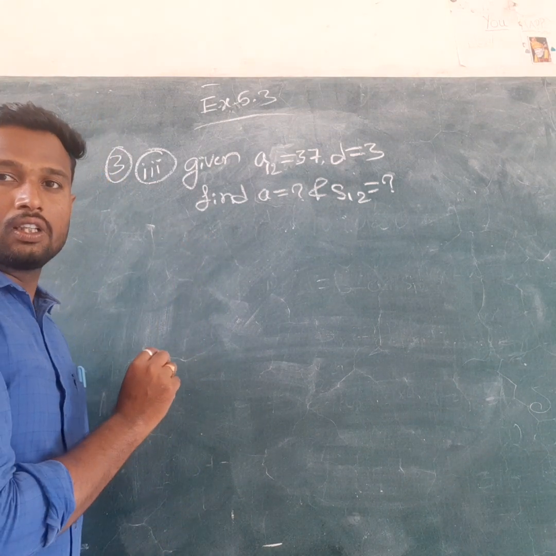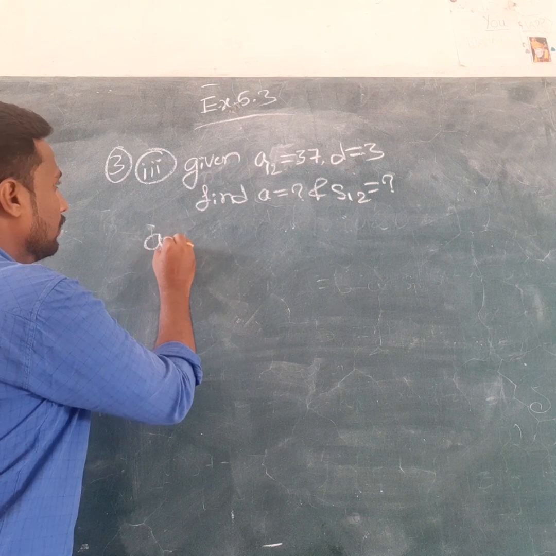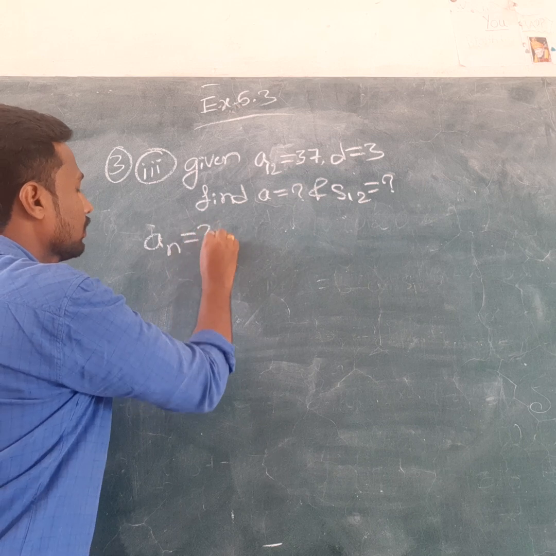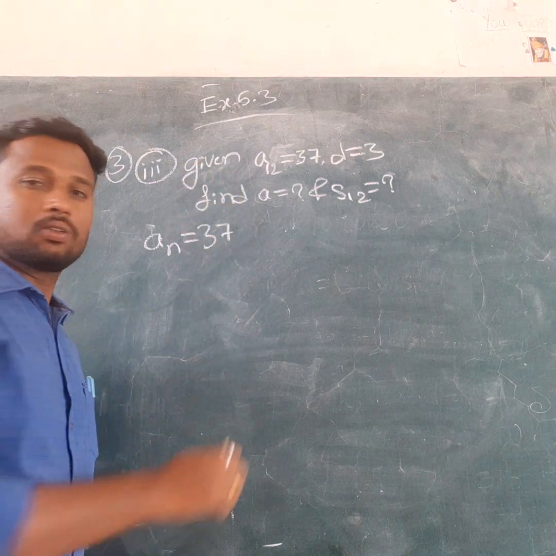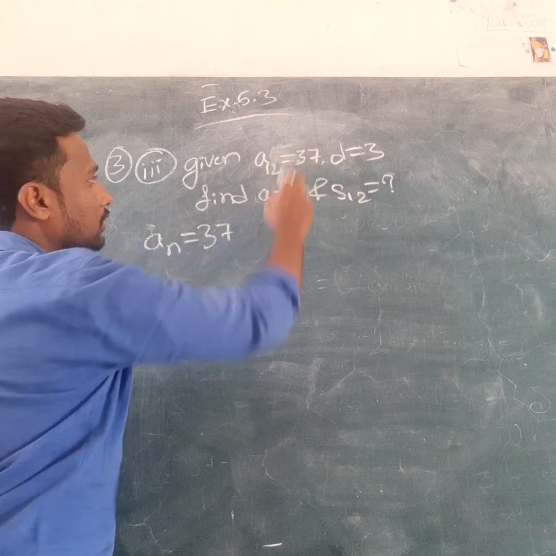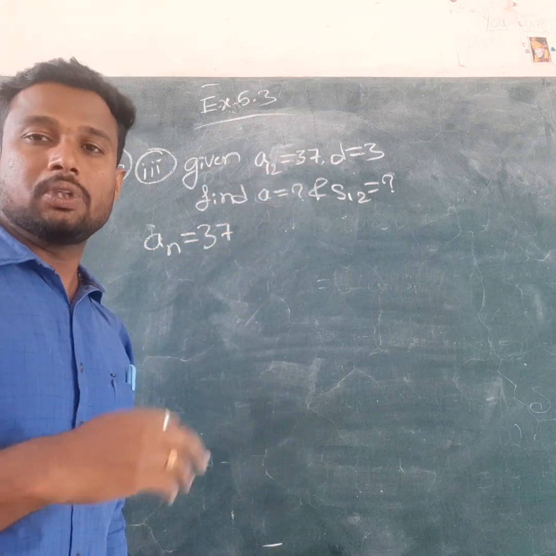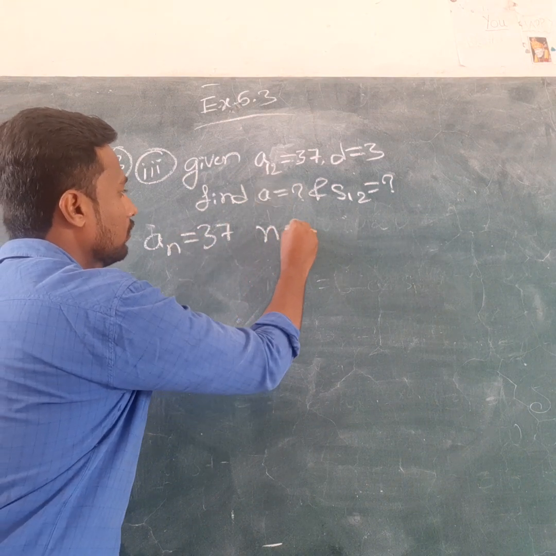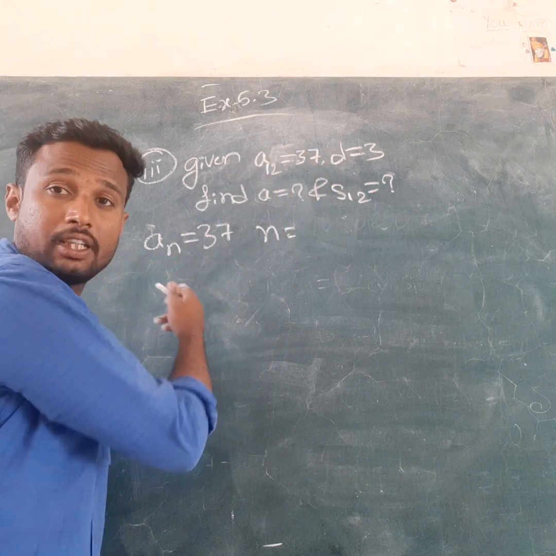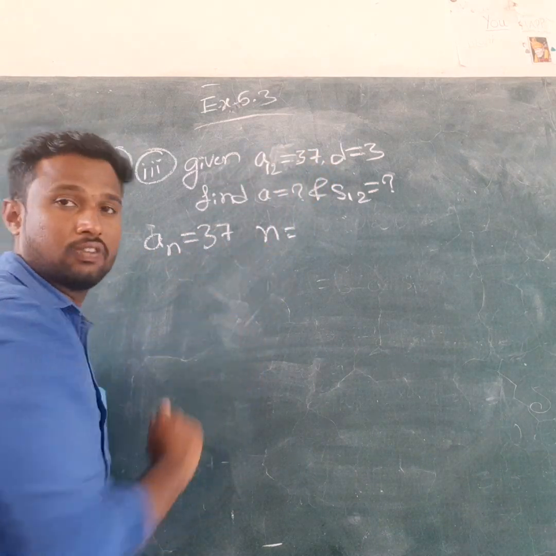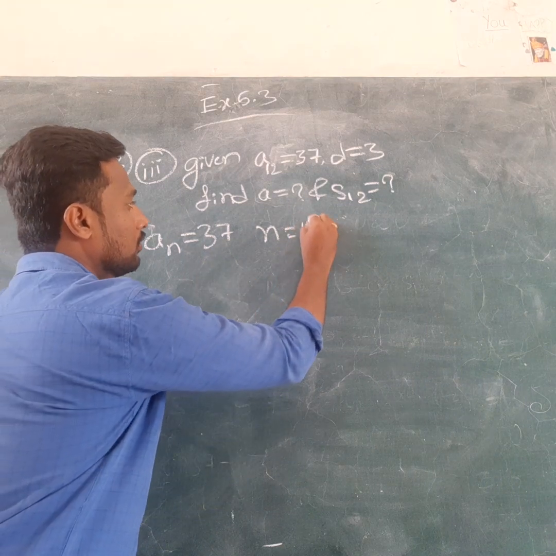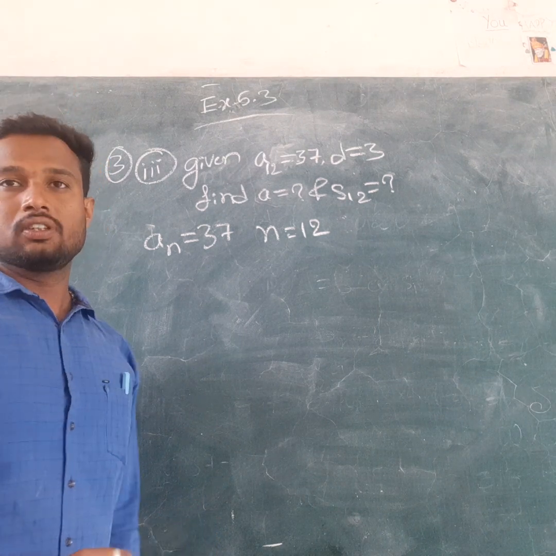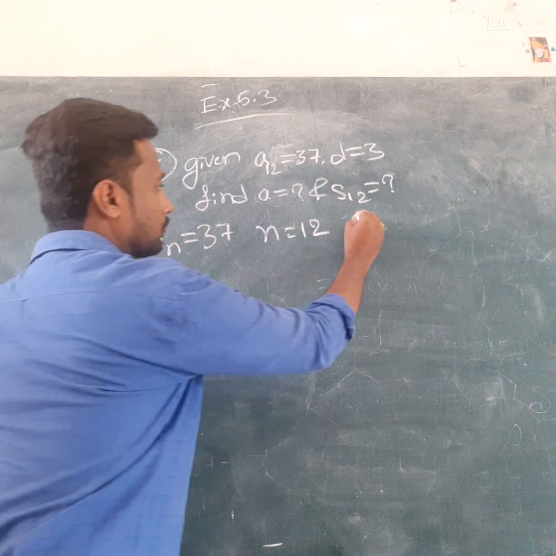So now I will consider here A12 as An value. So An is equal to 37. So A12th value is considered as nth value, means last term. So An is equal to 37 means what is the n value? A12 is equal to 37. Now An is considered as 37. So n value is 12. Okay. So now again what they have given? D is equal to 3.